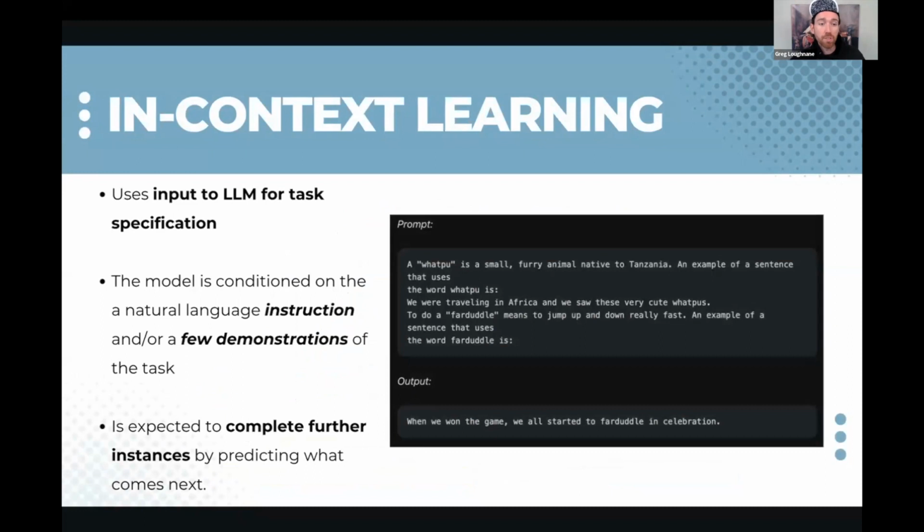So the idea is, give examples in your prompt. Give a few demos, right? Use the input to the LLM to tell it about the kind of task you want to do. So you should always start here, and you should expect it to complete further instances. You can make up words like whatpu and farduddle here, and it's very fun to do this sometime. You might consider doing something like this in your demo today.